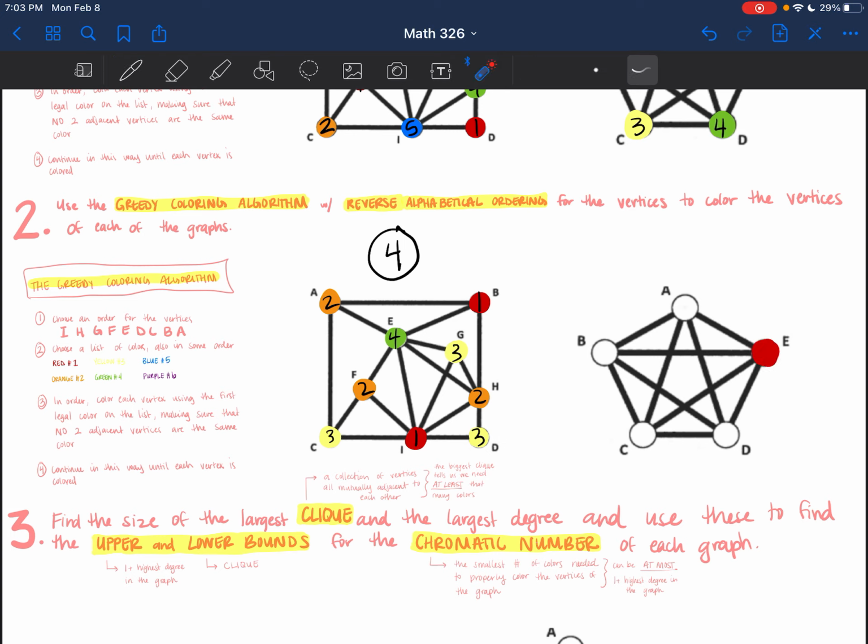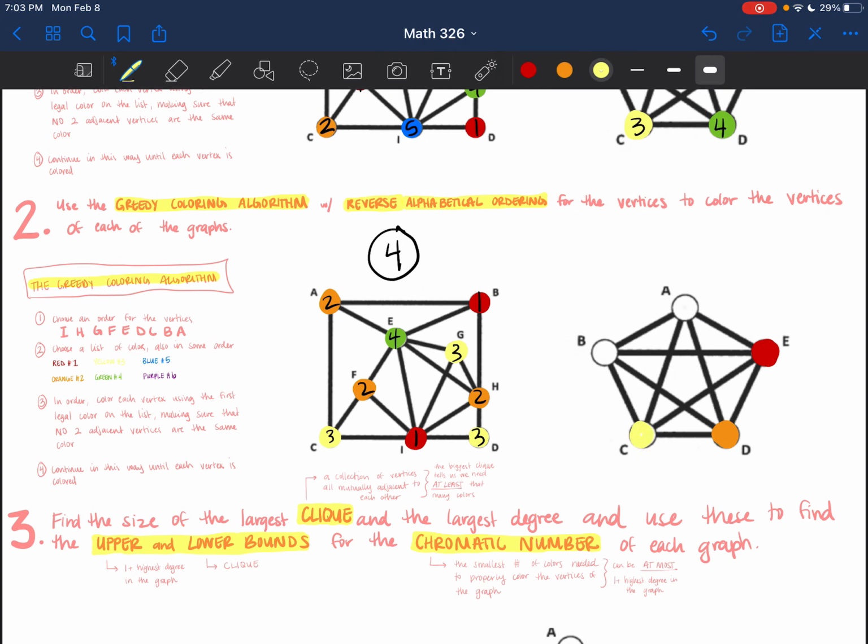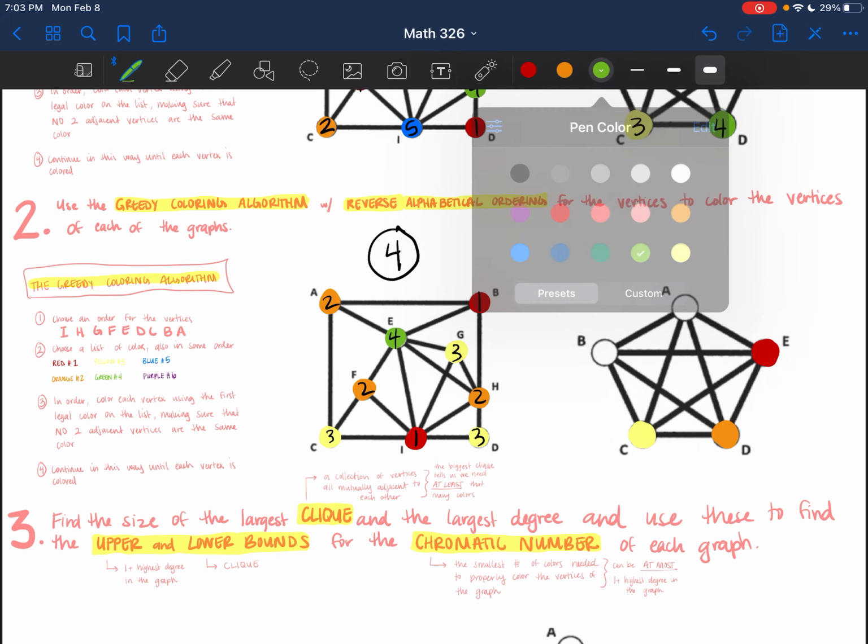After E, we look at D. D is touching E, so red is not legal. And the next most legal color is orange. C is touching D and E, so it can't be red, it can't be orange. Next legal color is yellow. B is touching E, D, and C. So no red, no orange, no yellow. Next legal color is green.